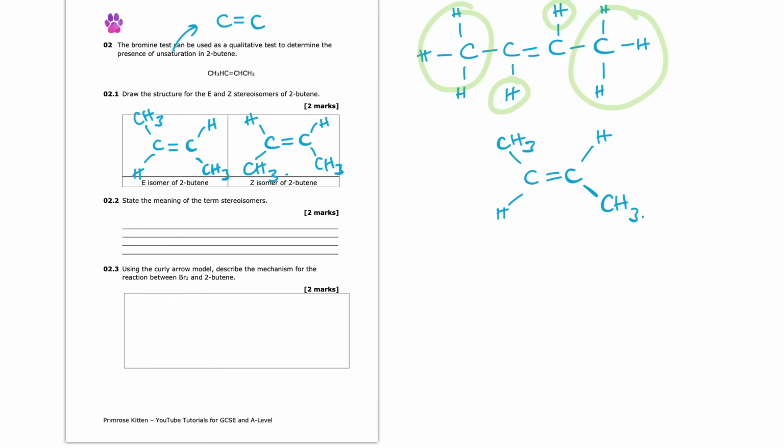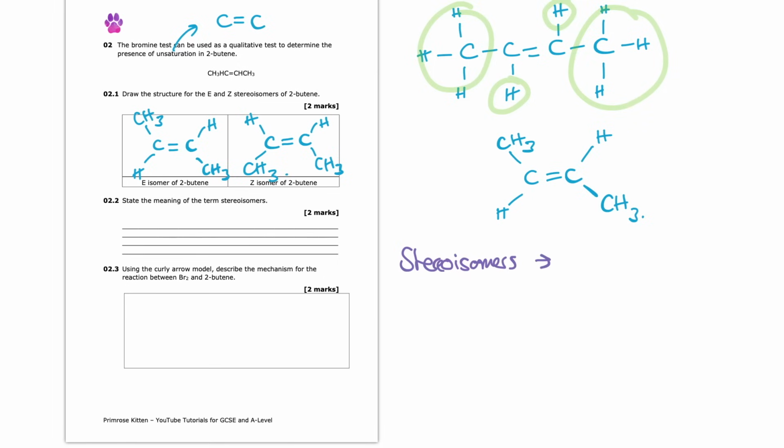Next, we want to state the meaning of the term stereoisomers. This definition, not only is it good to know for these questions, but also just for your understanding of what a stereoisomer is. A stereoisomer is a set of molecules that have the same structural formula, but whose atoms are arranged differently in space. So here, if I was to define stereoisomers, I'll write it over here for you.